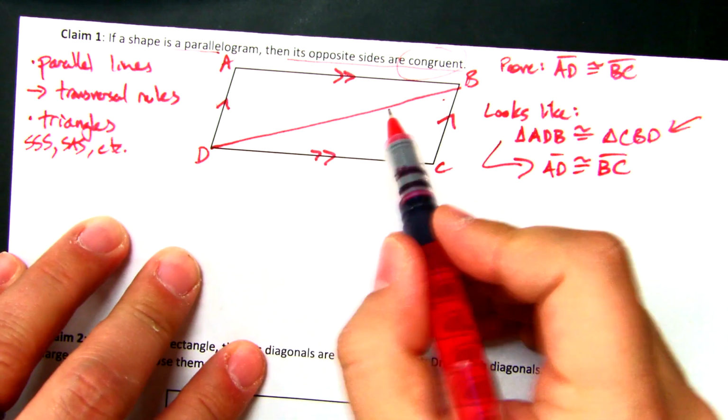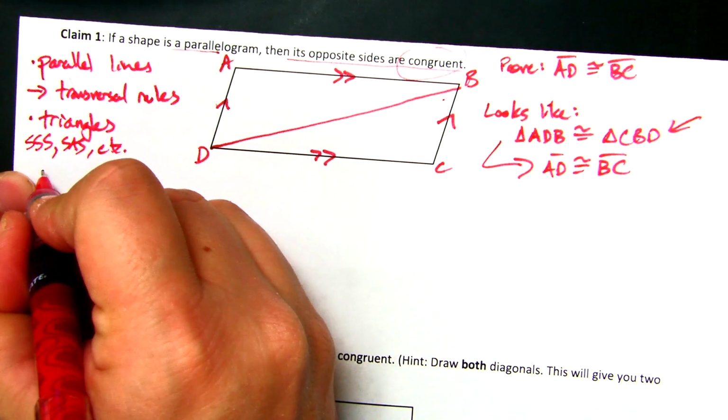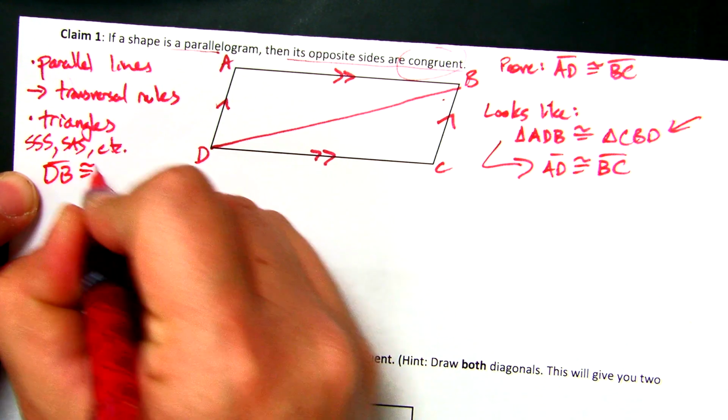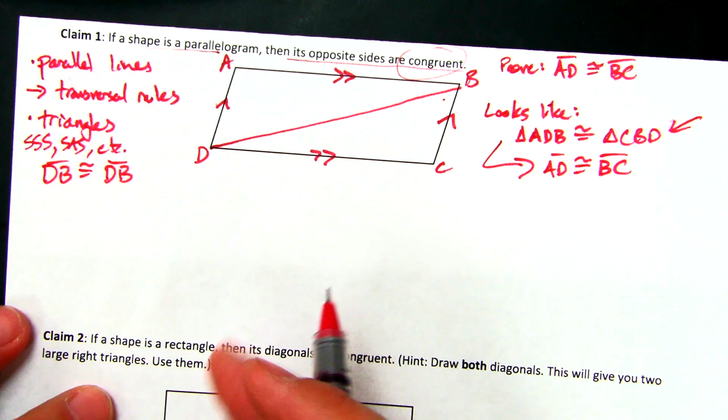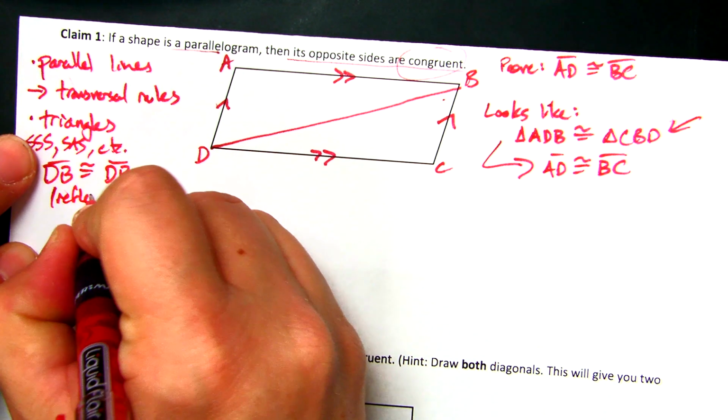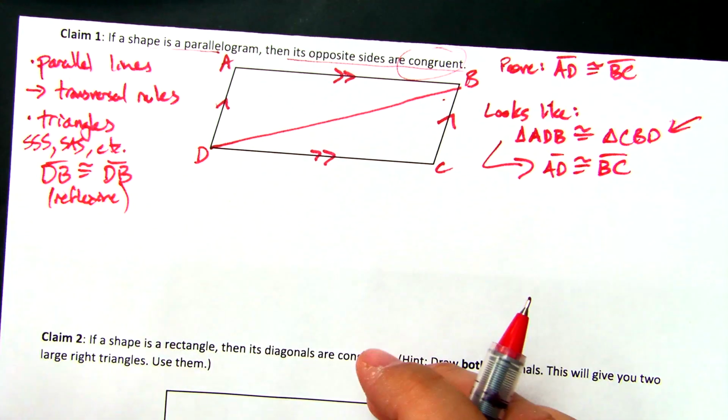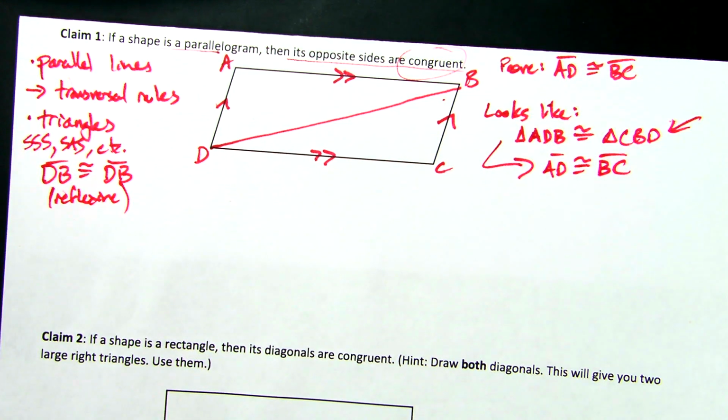I've got one side, right? I know that DB, what do I got? I got DB is congruent to DB. I'm just putting stuff over here on the side that I know. DB is congruent to DB. That's reflexive. Reflexive property, right? Everything's congruent to itself. What else we got?